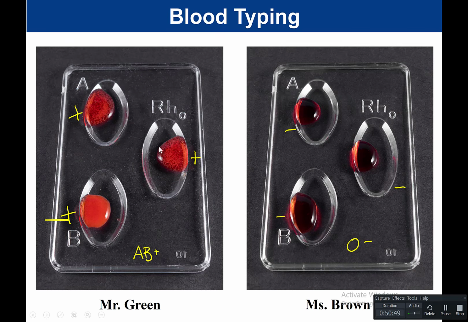If we look at Mr. Green, we get agglutination for all three. You can see this cloudiness in all three. Has the A antigen, has the B antigen, and has the D antigen. So this blood type is AB positive. Ms. Brown is negative for everything. She doesn't have an A antigen. She doesn't have a B antigen. She doesn't have the Rh or D antigen. So Mrs. Brown is O negative.